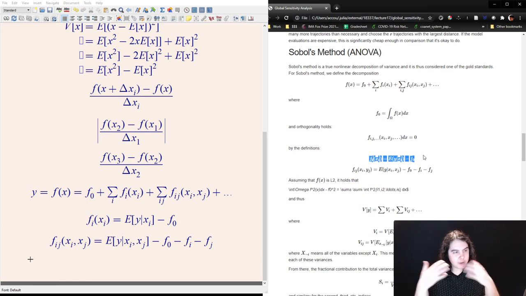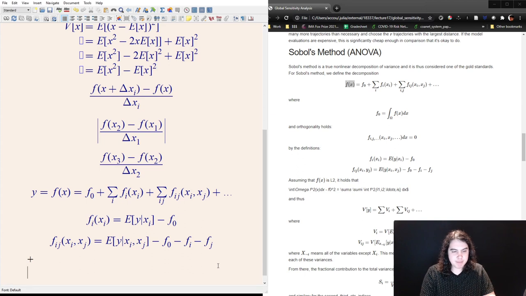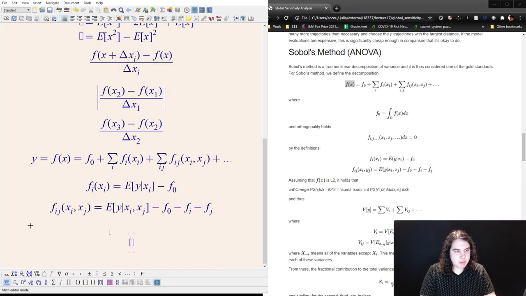Now, the reason you do this is that we want to take the variance of both sides of the equation. So you have the variance of y equals the variance of f of x, which equals the variance of f sub zero, which, oh, that's a constant. So the variance of a constant is zero. So this is going to be the sum of the V_i plus the sum of the V_ij's.